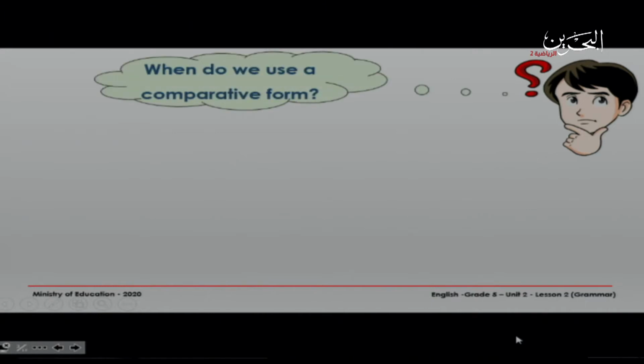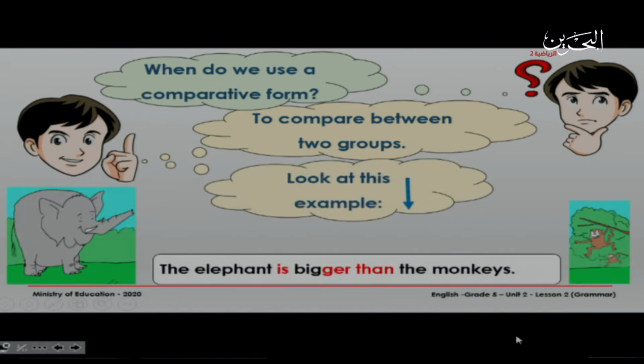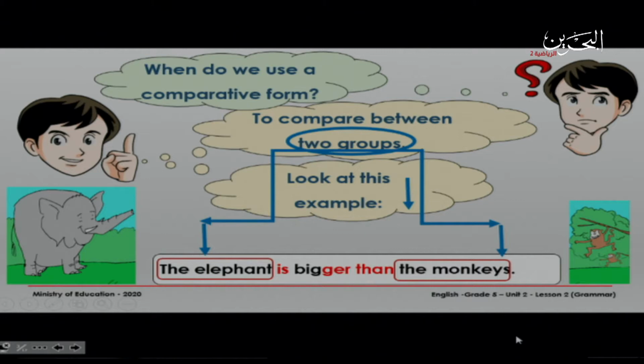When do we use a comparative form? What do you think? What is a comparative form? To compare between two groups. Excellent. Let's look at this example. We have here two groups, the elephant and the monkeys. The elephant is bigger than the monkeys. We are comparing between two groups.